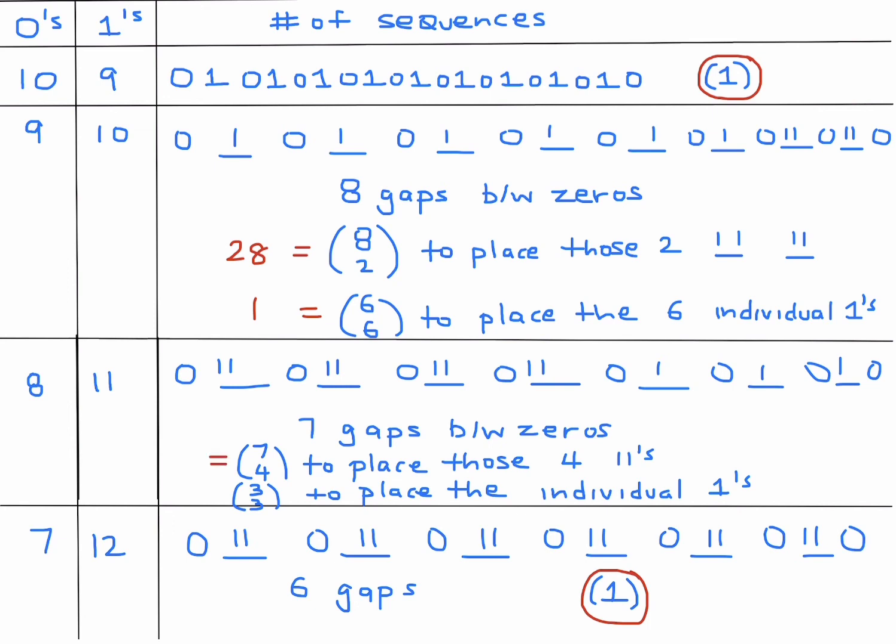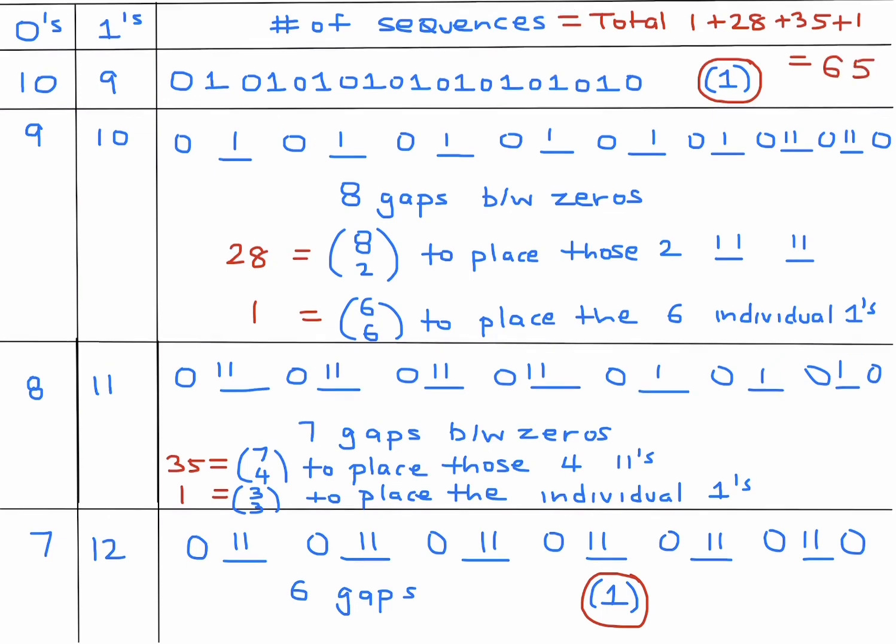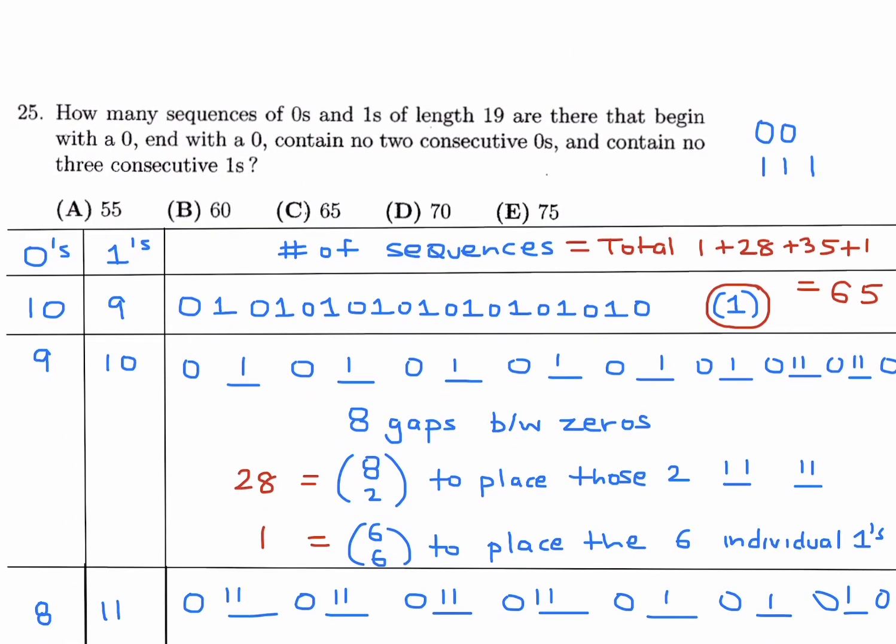7 choose 4, that is 35. And then 3 choose 3 is just 1. So it doesn't really matter. 35 times 1. So now the total number is this 1 here, plus that 28, plus that 35, and plus that 1. And that grand total is 65. And therefore, number 25, the answer is C.